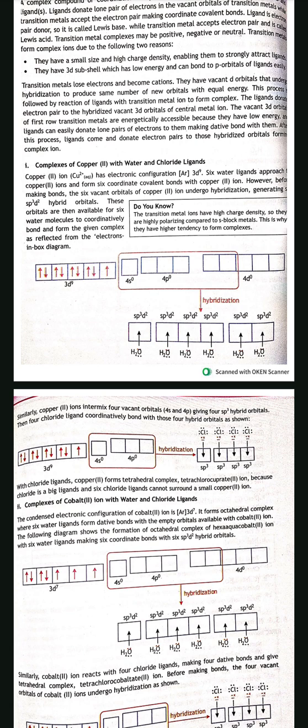Transition metals lose electrons and become cations. They have vacant d orbitals that undergo hybridization to produce the same number of new orbitals with equal energy. The process is followed by reaction of ligands with the transition metal ion to form complex. The ligands donate electron pair to the hybridized vacant 3d orbitals of the central metal atom. The vacant 3d orbitals of first row transition metals are energetically accessible because they have low energy, and ligands can easily donate lone pairs of electrons to them, making dative bond. After this process, ligands come and donate electron pair to those hybridized orbitals, forming complex ion.